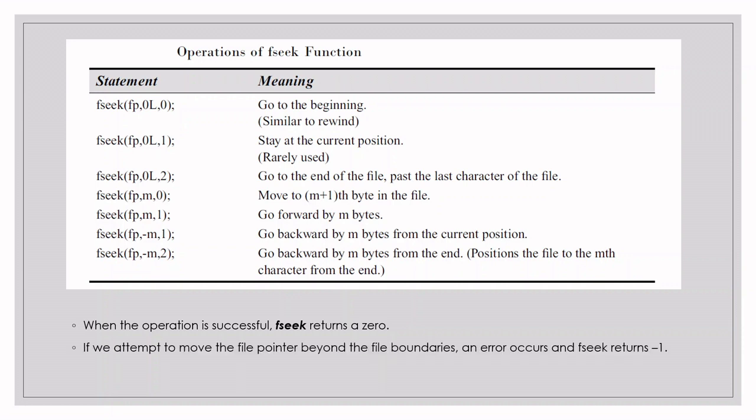But if we attempt to move the file pointer beyond the file boundaries, for example, we are moving by say 30 bytes, but in total there are only 10 bytes, it cannot move beyond the file boundary. In such a case, an error will occur and the fseek function will return -1. So fseek returns 0 if the function is successful, and it returns -1 if some error occurs.